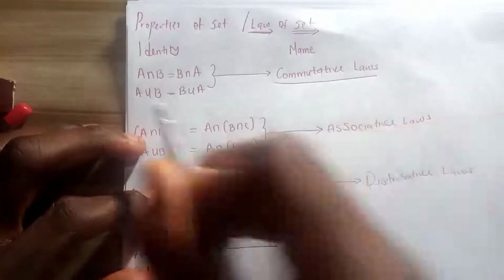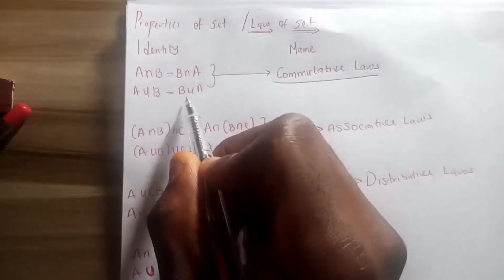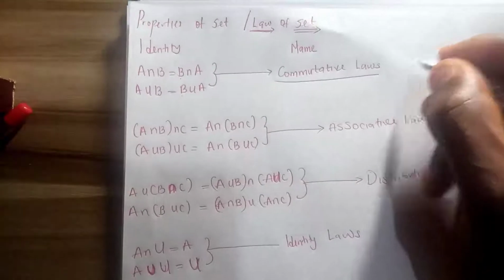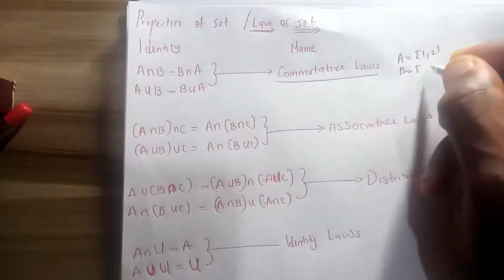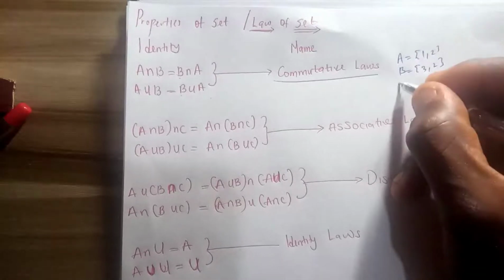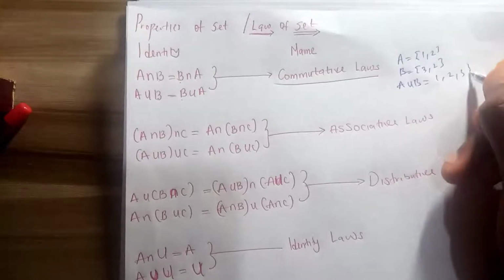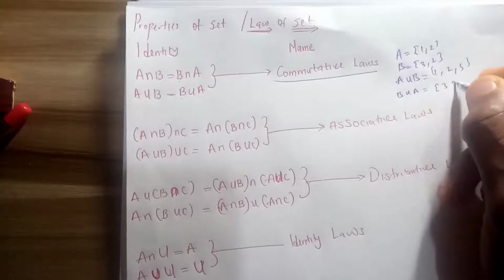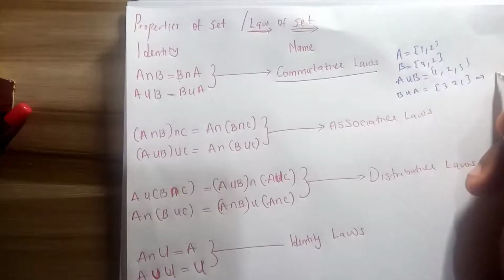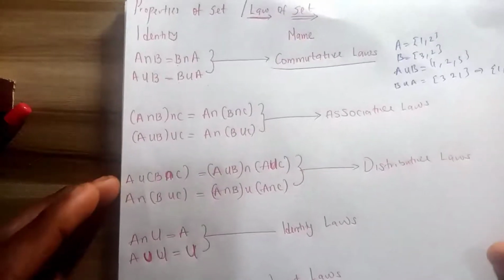Okay, so now the first law is the commutative law. A intersect B is the same thing as saying B intersect A. A union B is the same thing as saying B union A, and it makes sense. If A equals {1, 2} and B equals {3, 2}, now A union B is what? {1, 2, 3}, and B union A will surely be what? {3, 2, 1}, and if you rearrange, you have {1, 2, 3}. Yeah, it makes sense. So that is the commutative law.